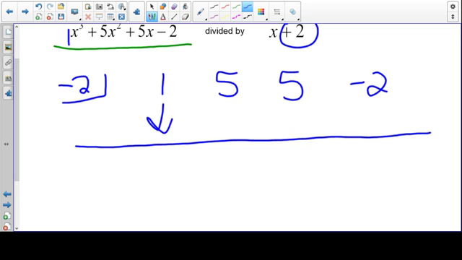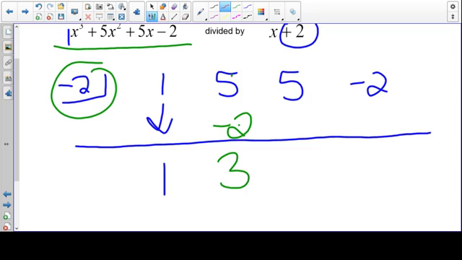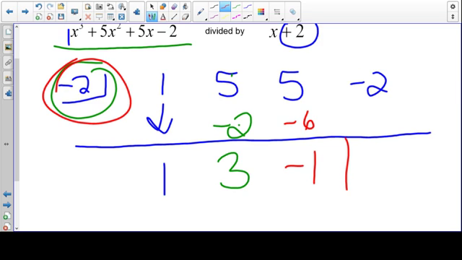I will always, always, always bring down that first term, which will be 1. 1 times -2 gives me -2. 5 minus 2 gives me 3. 3 times -2 will give me -6. 5 minus 6 is -1. -1 times -2 is +2. Which gives me a remainder of 0.